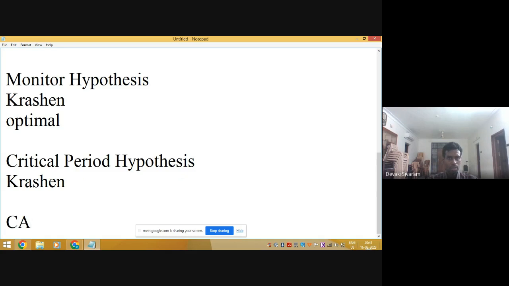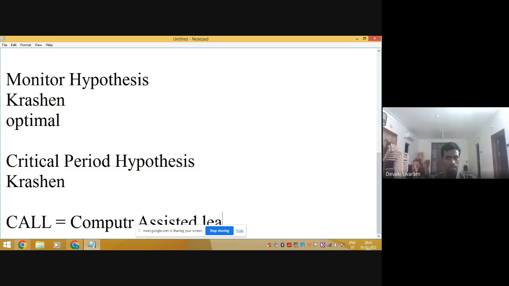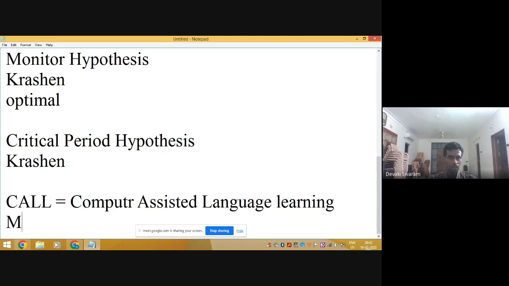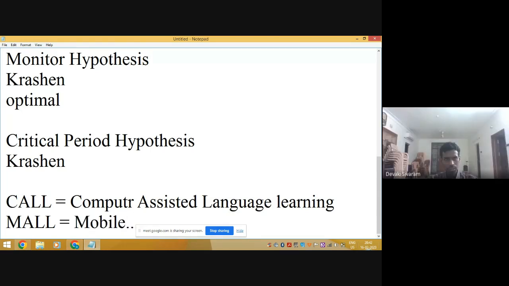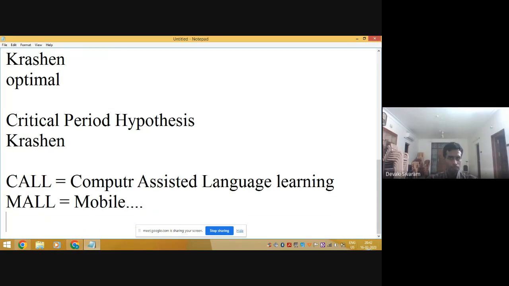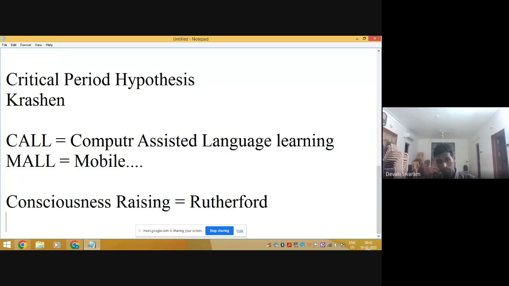Okay, what is CALL called? Computer assisted language learning. Yes. Okay, then what is MALL? Mobile assisted language learning. Yeah, it's mobile assisted language learning. Then with whom do you associate this term consciousness raising? It is associated with Rutherford.